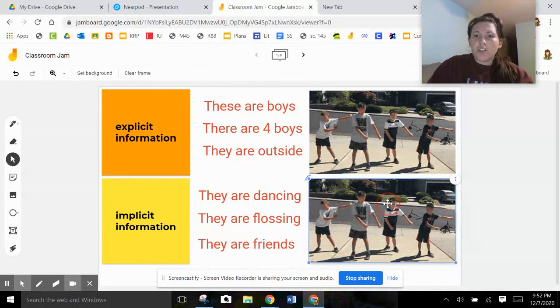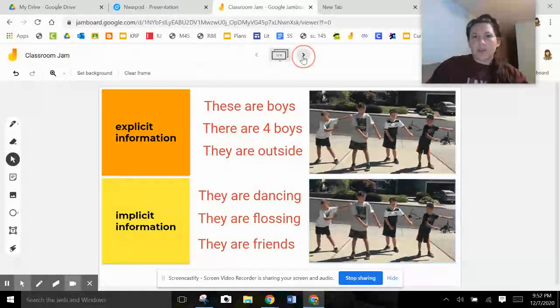The implicit information, you have to think a little bit more. They are dancing. You have to look at their body movements. They're flossing. You have to look at what their arms look like, what their legs look like, that they're in a line. That's all clues that show you that they're dancing. And more specifically, flossing. They are friends, so they're close to each other. They look like they're around the same age. They're all boys. Those are all really three good, strong things that can tell you that they're probably friends with each other. So that's the things that you really have to use your brain for. It's not just something that you can see from the picture. You really have to think about it.